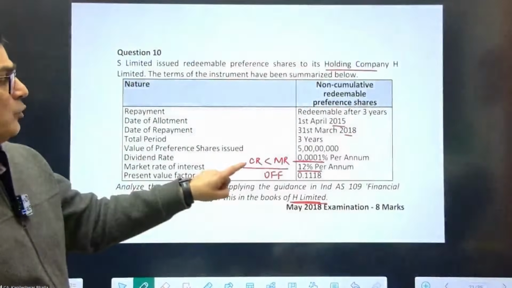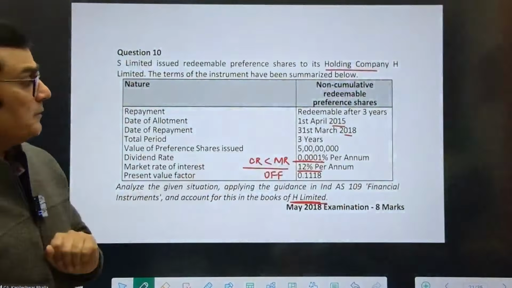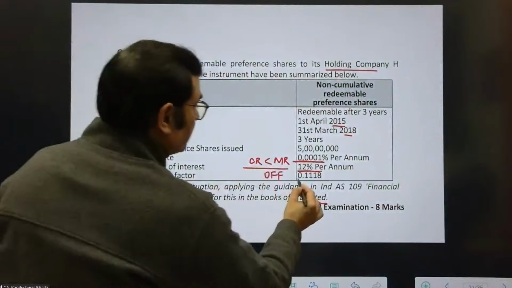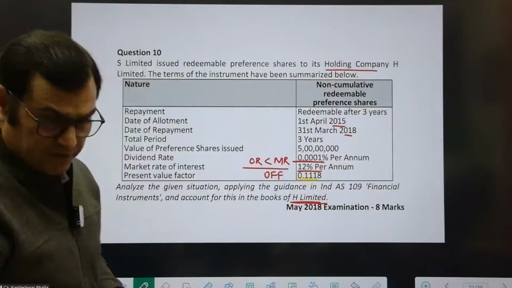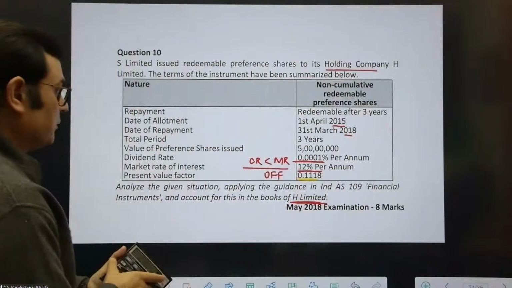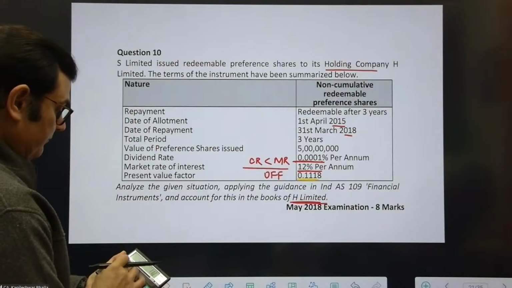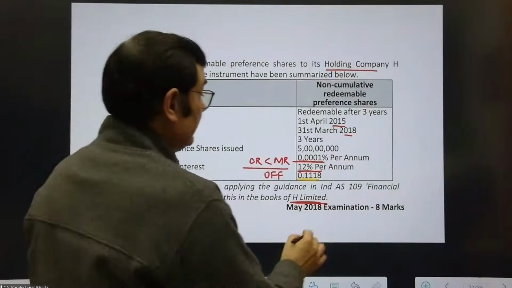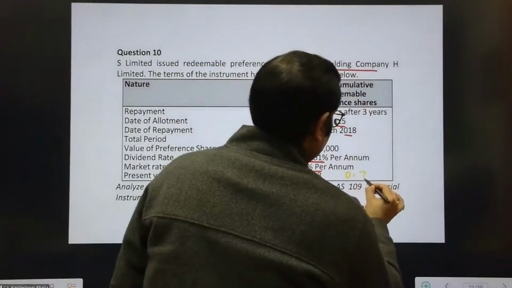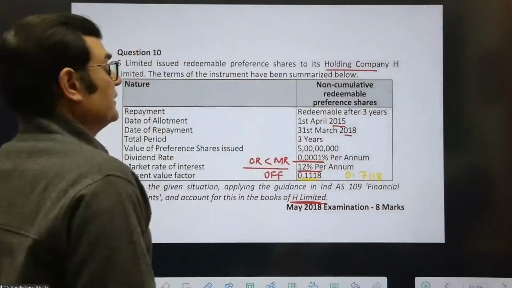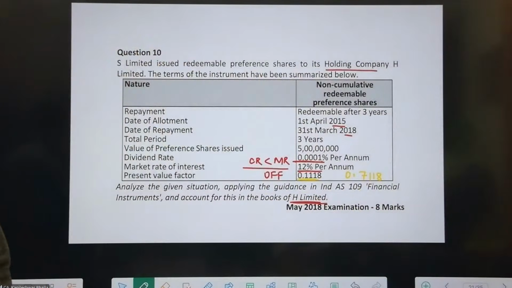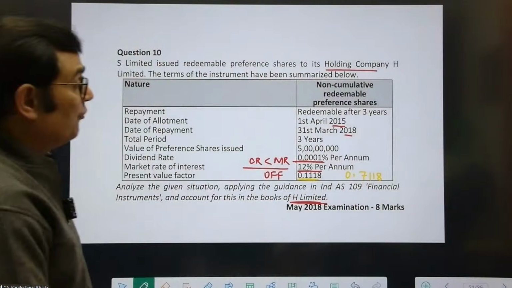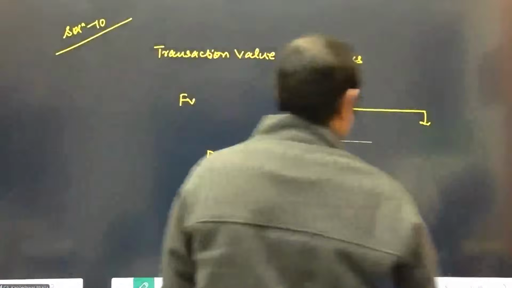There is practically no difference we are getting. So can I say the present value? I think this factor is a misprint. Let me just give you the correct one. 0.7118. Okay. So when you're going to consider the fair value, can I say we're just going to consider the present value of 500 lakhs?